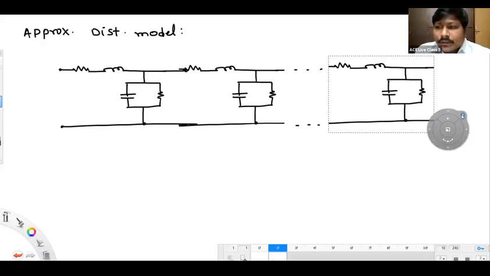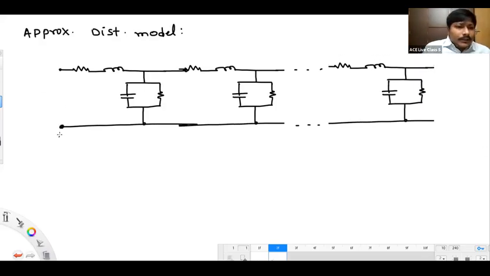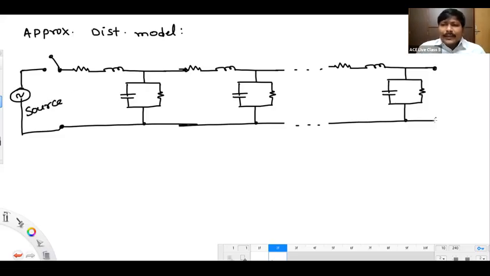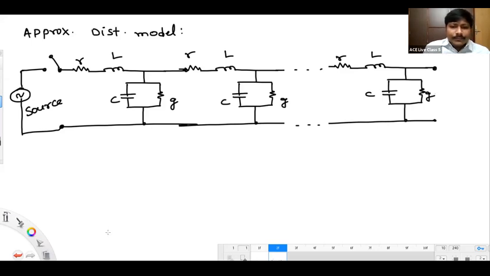Next, this is the point at which we will be keeping the voltage source. On this side, at the receiving end, we might be having a load, whatever it is. These are the per kilometer line constants, RLCG, that we are taking up.